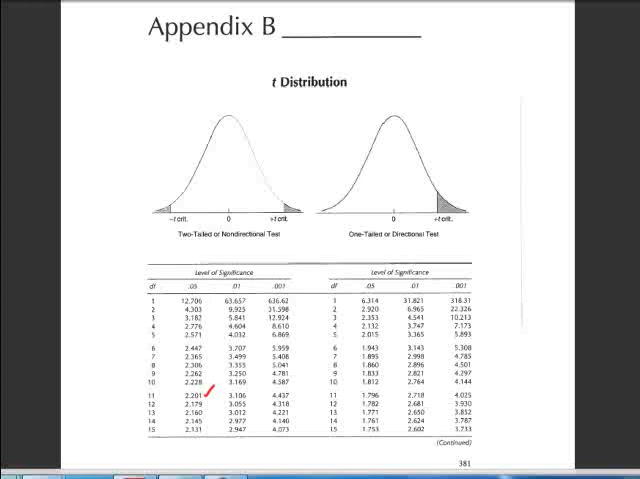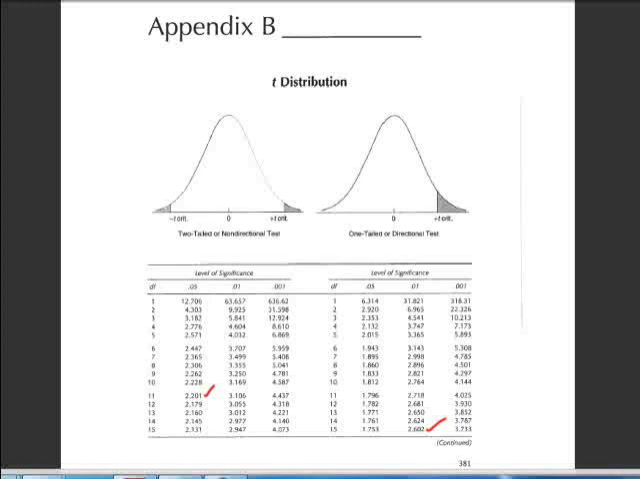Let's do another one. Let's say that we're doing a one-tailed test, 0.01 and 15 degrees of freedom. So take a second and find that. And what you'll see here is that 2.602 is our critical value.